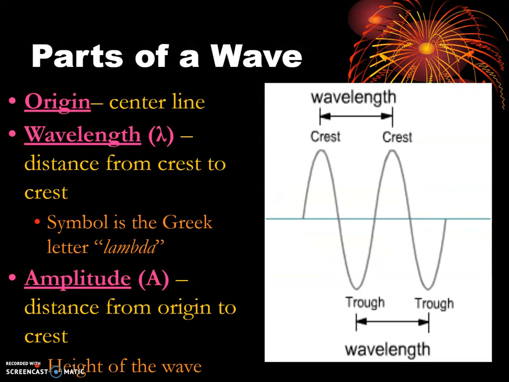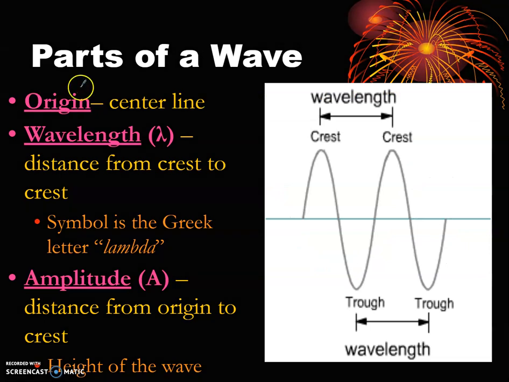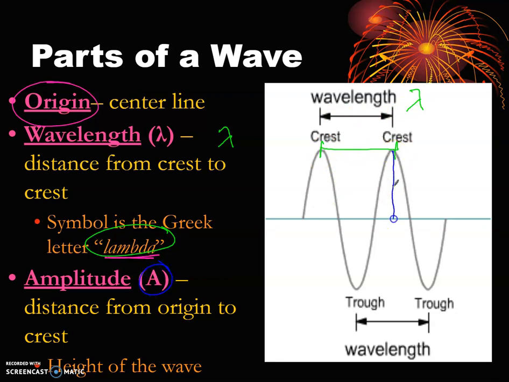Okay, so for notes purposes, we have our origin in our center line right here, our wavelength, which is the Greek letter lambda. It kind of looks like an upside down Y. It kind of looks like a wave, I think. So this is that distance here from your crest to your crest. And then you have your amplitude, which is going to be the height of the wave.